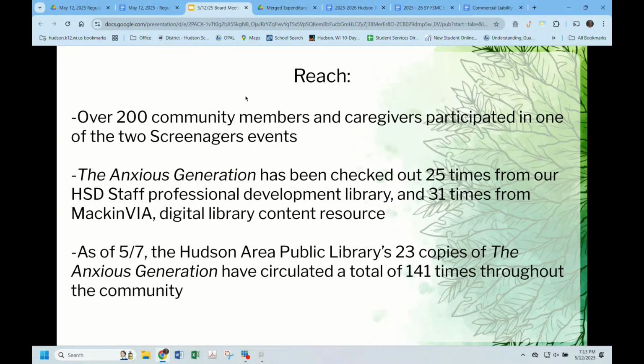I checked in last week with the Hudson Area Public Library, and the 23 copies of The Anxious Generation have circulated 141 times in our community since this fall.